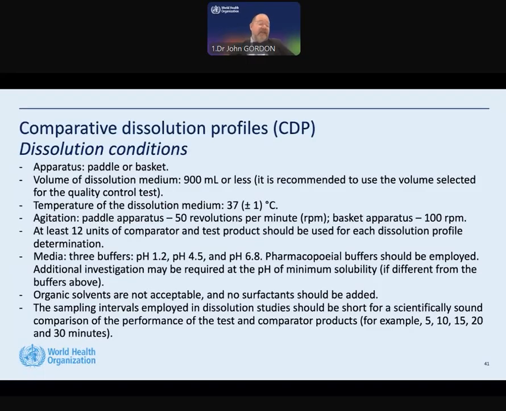You may need to use an additional pH if there's a pH minimum that's known that's not at one of those pHs, then you may need to include that in your dissolution experiments. Because we're talking about highly soluble drug substances here for BCS-based biowaiver, organic solvents are not acceptable, surfactants are not acceptable in the dissolution media. The selection of sampling times should be short for a scientifically sound comparison of the performance of the 2 products. So for example, for BCS-based biowaiver dissolution experiments, you should have sampling times at 5, 10, 15, 20, and 30 minutes.